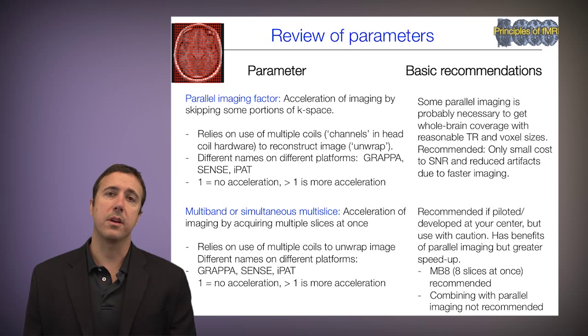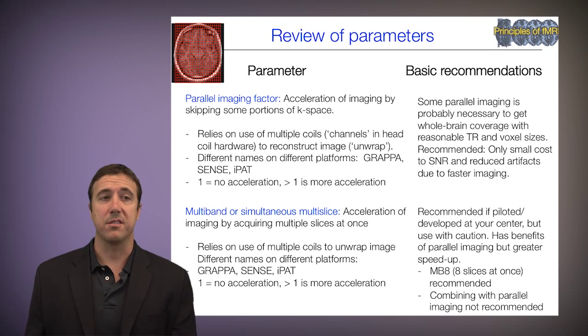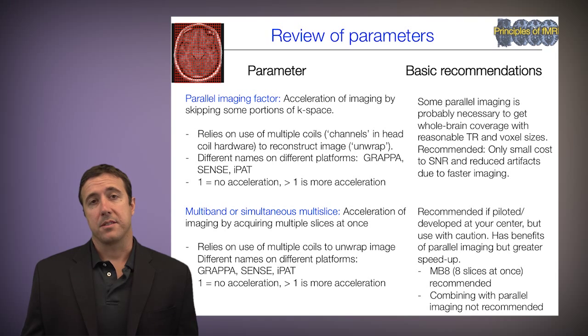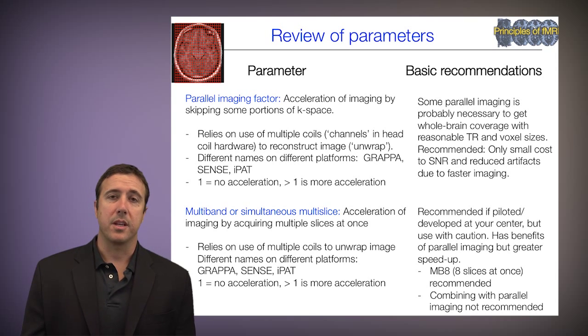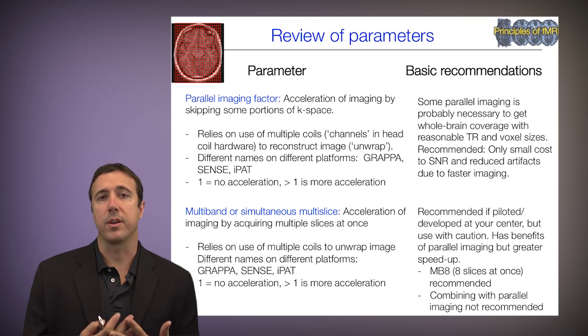Right now we're using a multi-band 8, which is 8 slices at once, which is pretty aggressive. We've done a lot of tests. That's what we recommend for our setup, at least. Combining it with parallel imaging is not recommended because that really increases the artifacts, especially if you're moving your head in the field. So it multiplies the artifacts together.